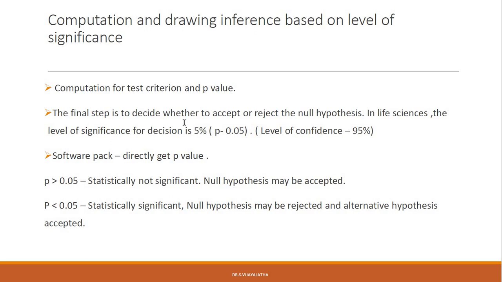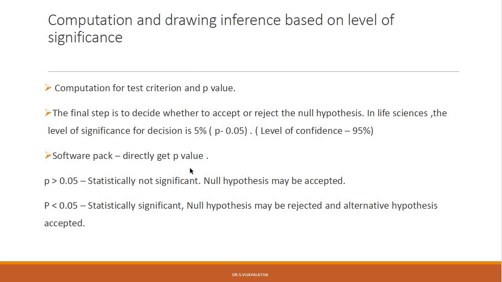Then the decision is whether to accept the null hypothesis or reject the null hypothesis. In life sciences, the level of significance for decision is taken as 5%, which may be indicated as P.05. So, the level of confidence in this case is 95%. That means there is only a 5% likelihood that the correct null hypothesis is rejected. That means we are 95% confident about rejecting the null hypothesis.